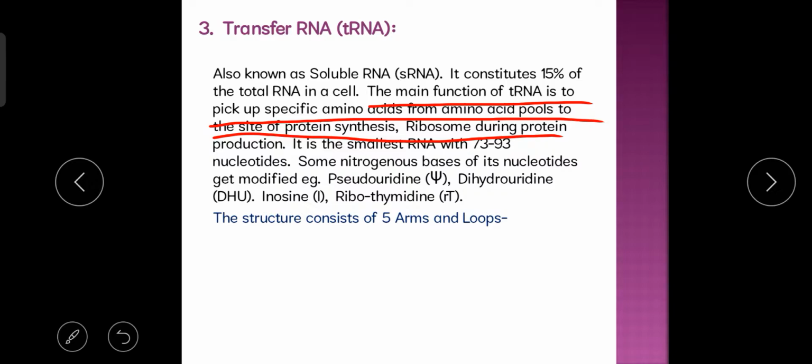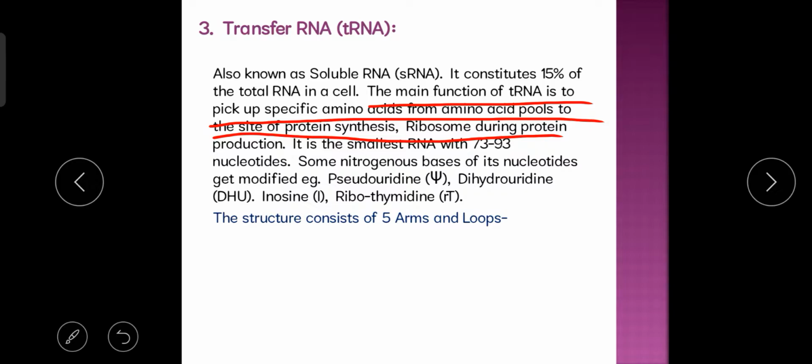Okay, so transfer RNA carries the amino acid from where? From the amino acid pool, which is present in a different region of the same cytoplasm. Okay, this is far away from the site of protein production, that means from the ribosome, and that is why the transfer RNA picks up the specific type of amino acid, which are activated amino acids, from that pool, from the definite area of cytoplasm to the ribosome for protein production.